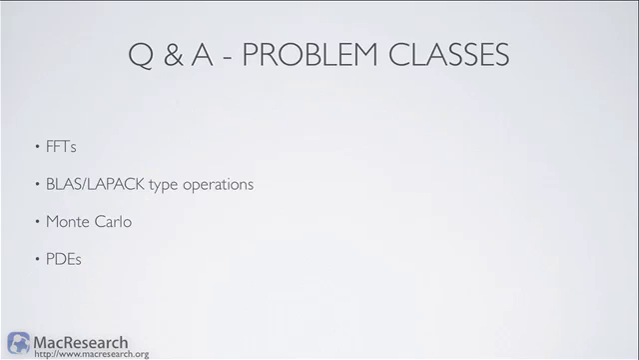The next thing is problem classes. What are the canonical scientific problems that people can use OpenCL for, where it might work or might not work? And the examples that were given were FFTs, BLAS, LAPACK, Monte Carlo simulations, partial differential equations, things like that. For the first three, there are implementations. There are ways to do all of those things on GPUs, and not only to be able to do them, but to be able to do them very efficiently.